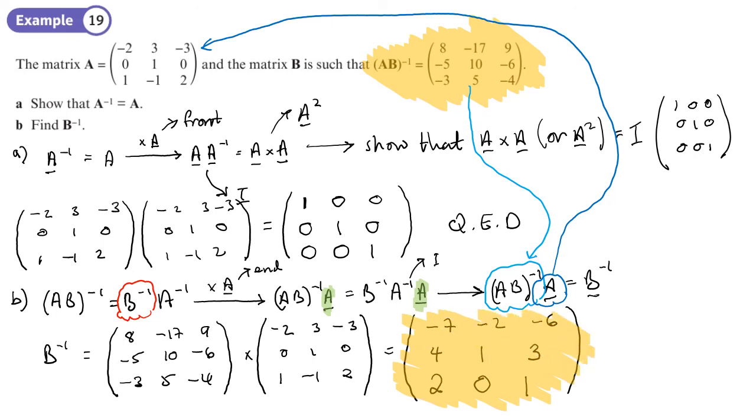So we used some information that was in the question to help us find B inverse, and basically what we said was, we just want to make this the subject of that expression.